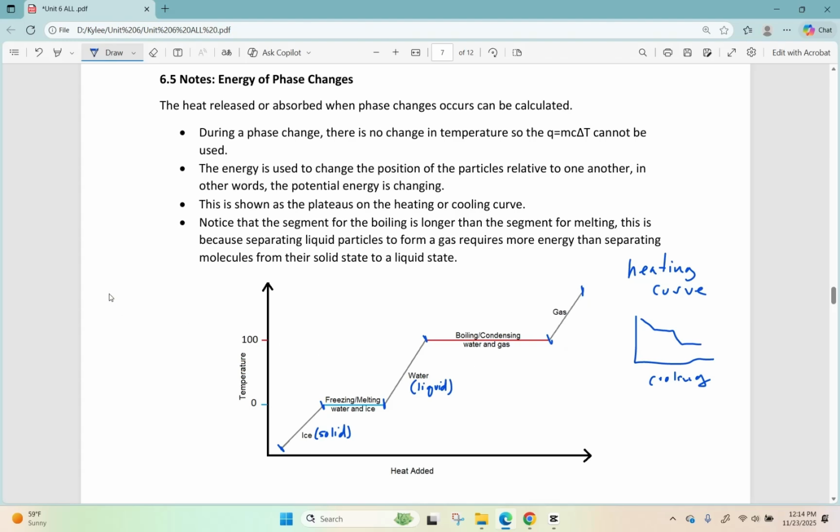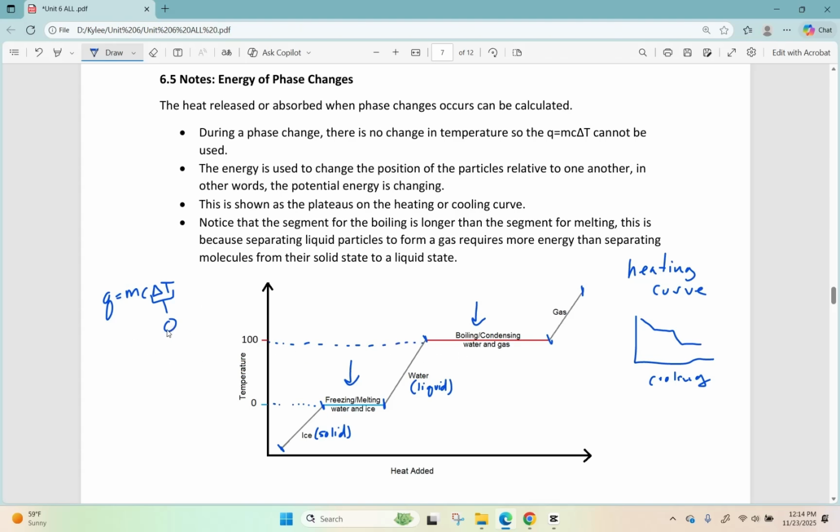Now, we've been talking, at least in the last section, about the Q equals mcΔT equation. Unfortunately, the Q equals mcΔT equation can't be used for phase changes because this flat line where we see the phase changes here and here, the temperature does not change. That's why it's a flat line, because the temperature is remaining constant.